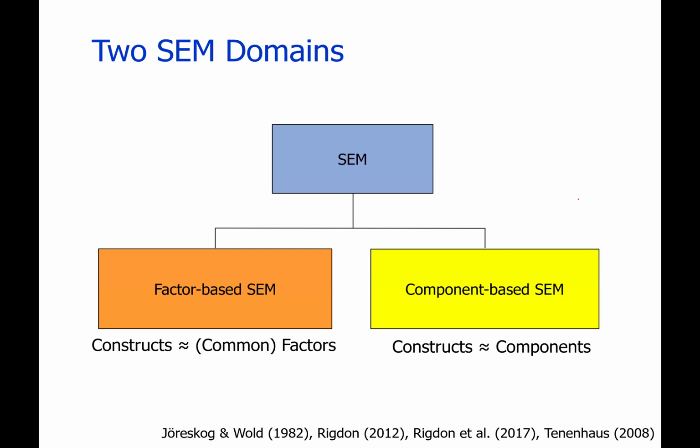So that means there are two ways of representing these abstract concepts statistically. Again, one is a factor, the other one is a component. This is why SEM has two domains. One is factor-based, the other one is component-based. And as these names suggest, in factor-based SEM, all constructs are now represented as factors, oftentimes common factors, but simply speaking, just factors in this workshop. And in component-based SEM, all constructs are now represented as components.